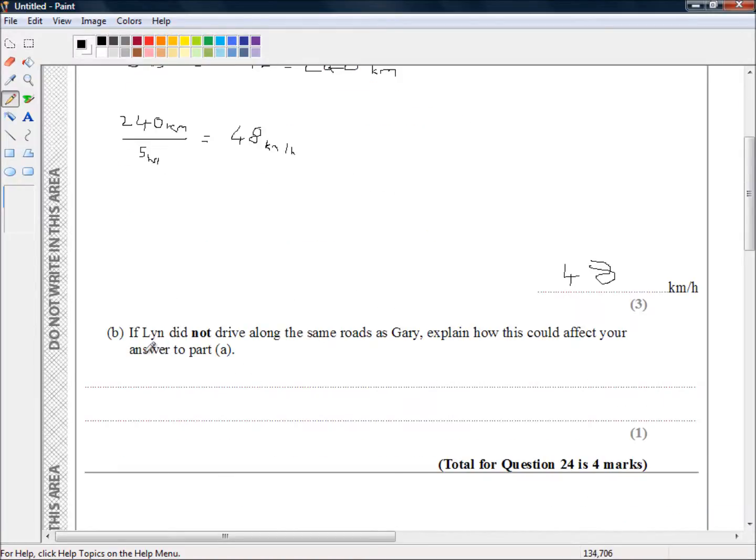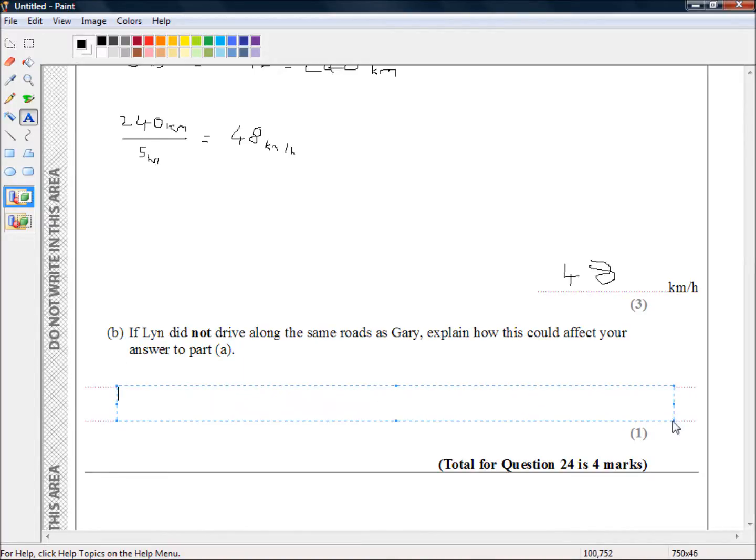Okay, in part B it said, if Lynn did not drive along the same roads as Gary, explain how this could affect your answer to part A. Well, I'm going to type my answer so that it's more legible and I can type quickly.